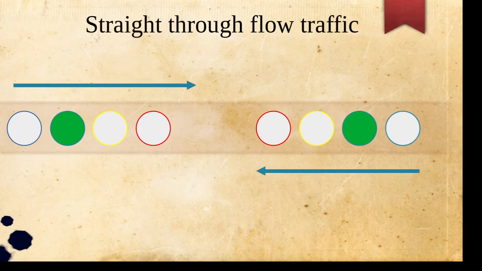Now we will see how normal traffic flows. As you see here, this is the straight through flow traffic. There won't be any cross movement here. The traffic will flow from left to right on the upward, and in the down you can see the traffic flows from right to left. And as you can observe, all the traffic lights are turned off except the green ones.